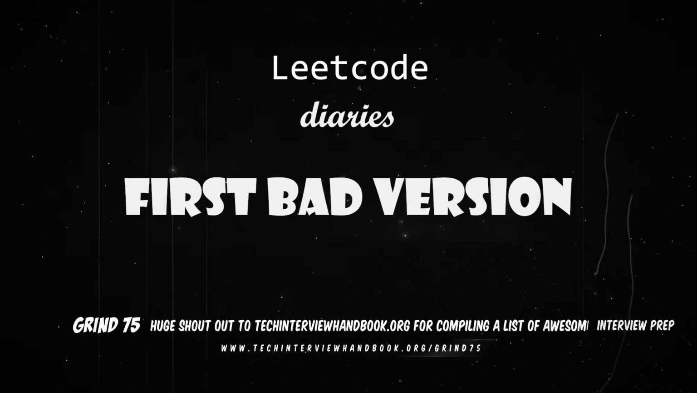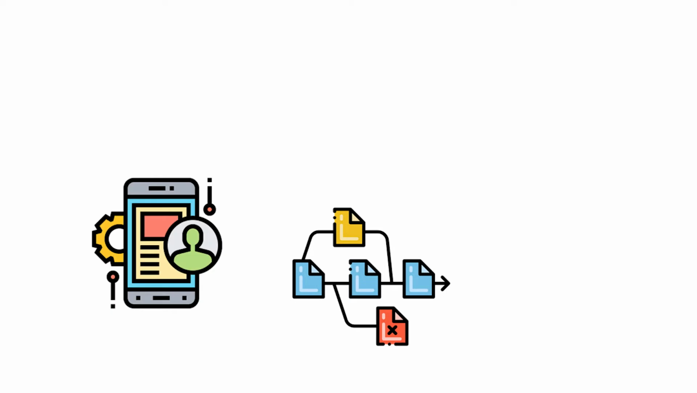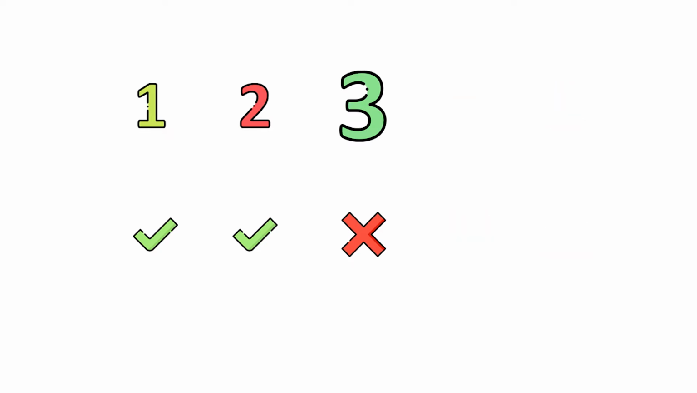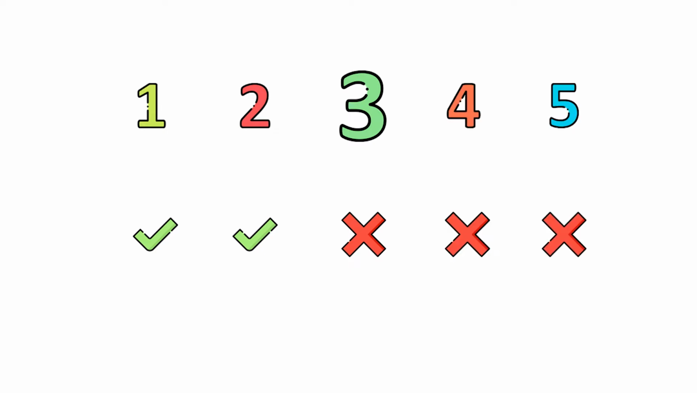Hello everyone. We are given versions of a product up to n number. There are good versions and bad versions. We have to find the first bad version. We do this by making an API call that determines if the version is good or bad. Once we find a bad version, all the rest of the versions will be bad. So we have to find this one bad version, which was the first one.